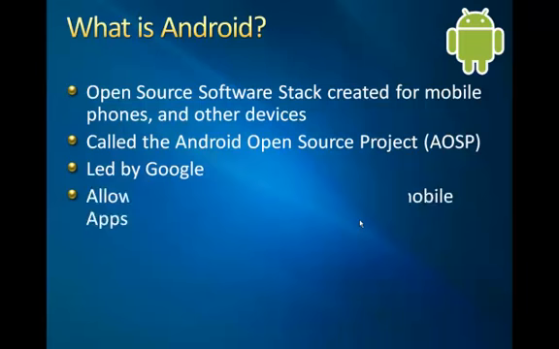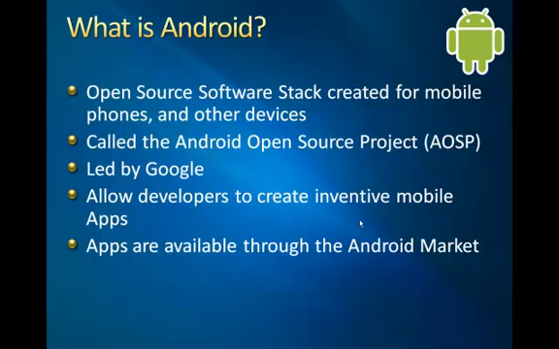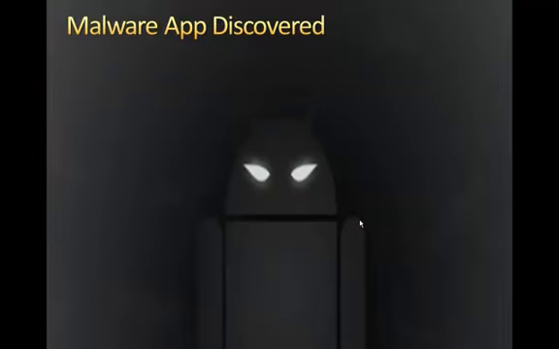It's led by Google. It allowed developers to create inventive mobile apps, and these apps are available through the Android market. Essentially, the AOSP is similar to the Linux system, and it's designed by allowing programmers and coders to modify and create content and to fix bugs within the system.